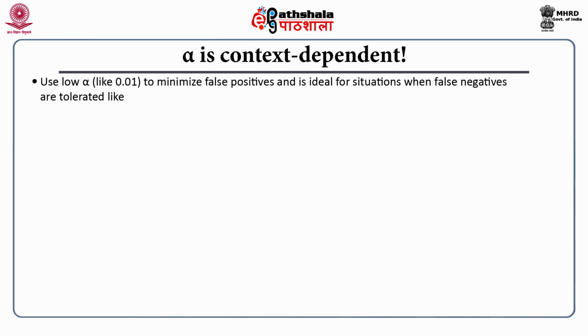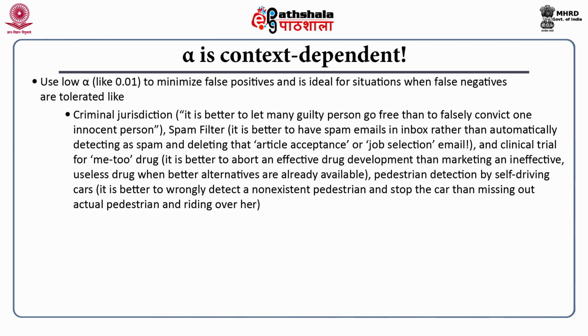Use a low alpha like 0.01 to minimize false positives, which is ideal for situations when false negatives are tolerated. For example, criminal jurisdiction. Why? It is better to let many guilty persons go free than to falsely convict one innocent person. That is a common moral question everywhere in the world. Which is better, to let guilty persons go free or to falsely convict an innocent person? Letting the guilty go free is actually better tolerated. That's why a low alpha, to minimize false positives, is better.